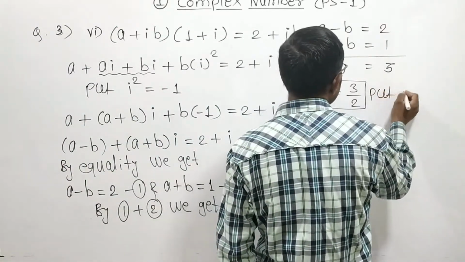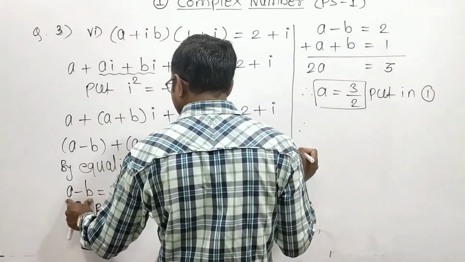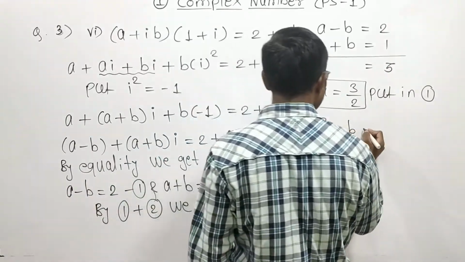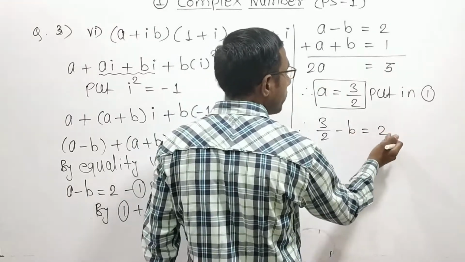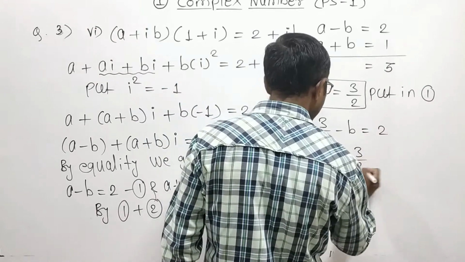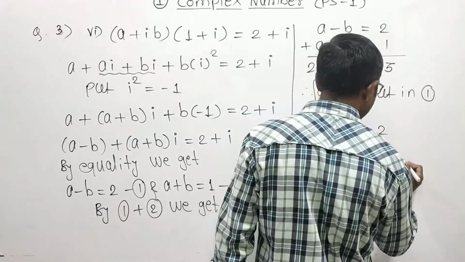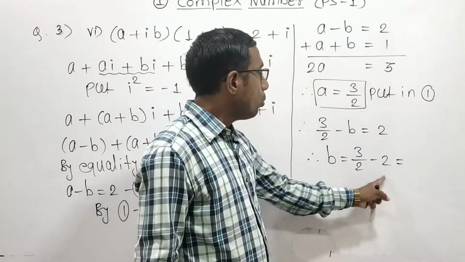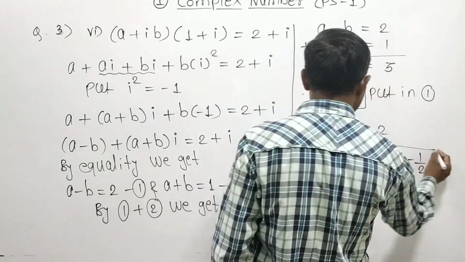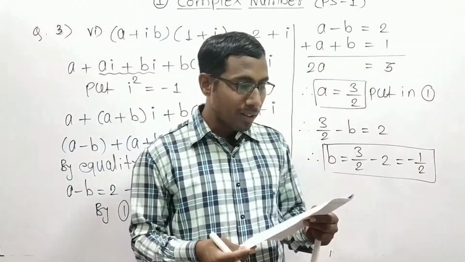So let's put it in 1. Therefore, a, 3 by 2 minus b is equal to 2. Shift this b to the right side, shift this 2 to the left side. Therefore, b is equal to 3 by 2 minus 2. Now 2 2s are 4, 3 minus 4 is minus 1 by 2. So this is the last bit from your homework section.